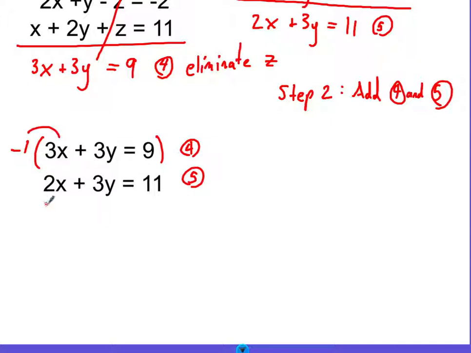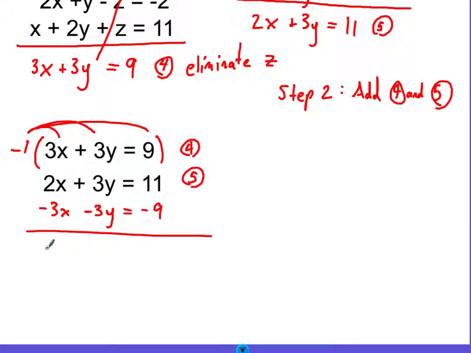So negative 1 times 3x is negative 3x. Negative 1 times 3y is negative 3y. Negative 1 times 9 is negative 9. Let's go ahead and add these together. So we have 2x minus 3x is negative x. The y's eliminate, and this is equal to 2. Now we can go ahead and solve for x. So we divide by negative 1 on both sides, and x is equal to negative 2.